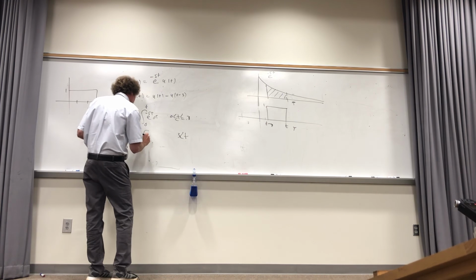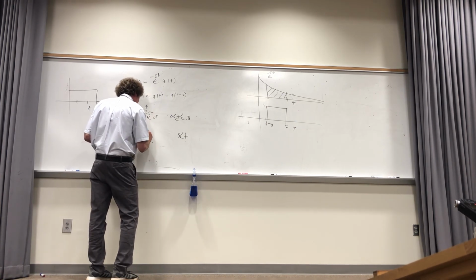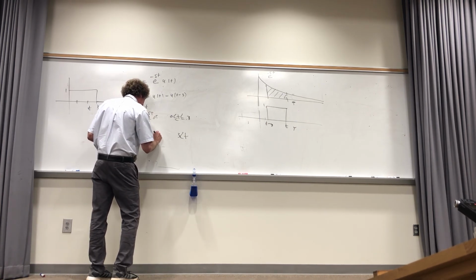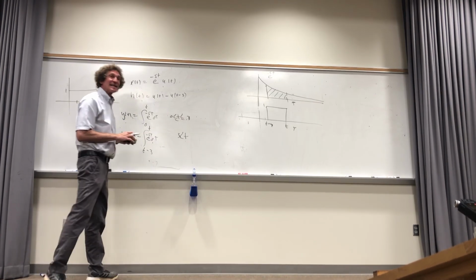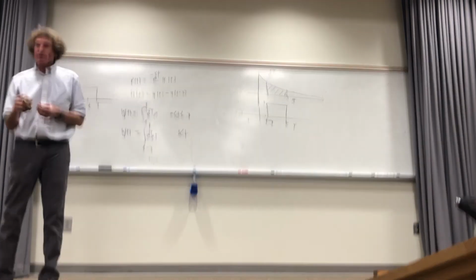Over here, this is still going to be the same kernel of integration, e to the minus 5 tau d tau, but now the lower limit goes to t minus 3, upper limit goes to t, and that's it. Make sure you know how to do integrations.